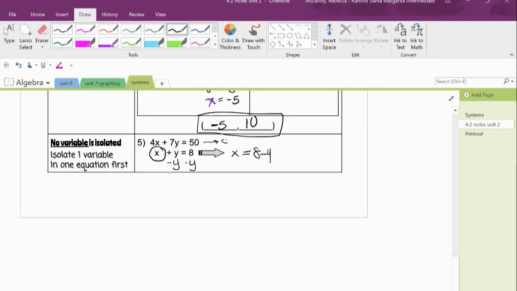And this one is 4x plus 7y equals 50. Now I could take this and plug it in to here. So that's what I would do. So if there isn't one that's isolated, I'm going to pick one and isolate one of those variables.